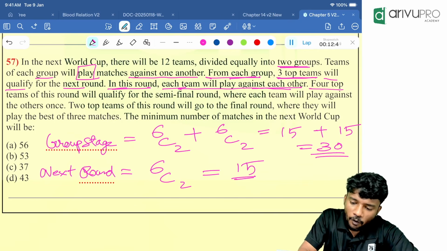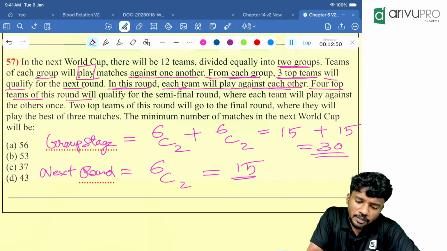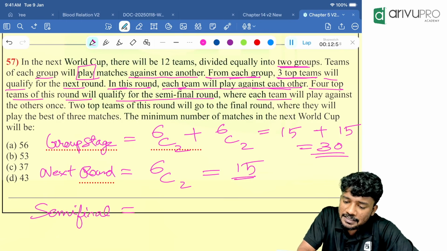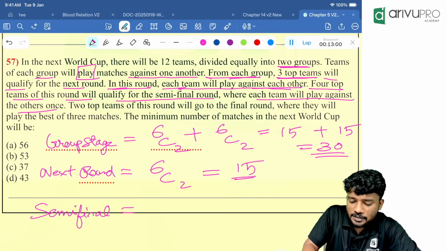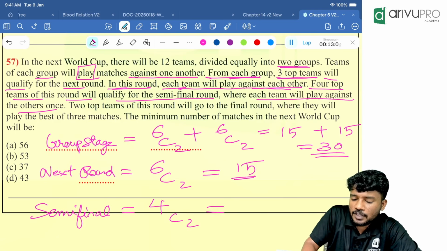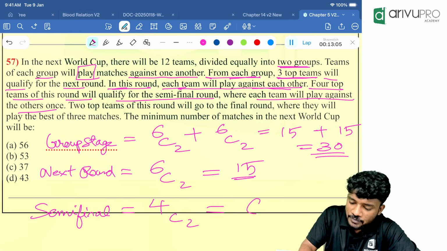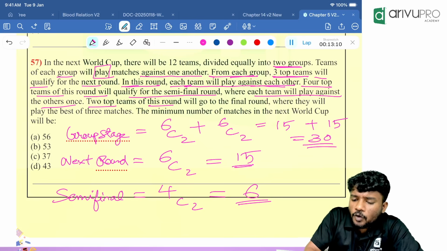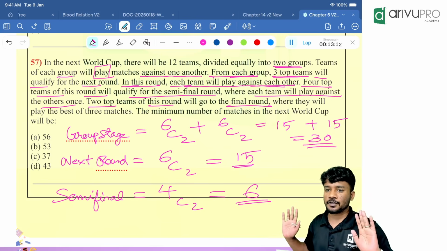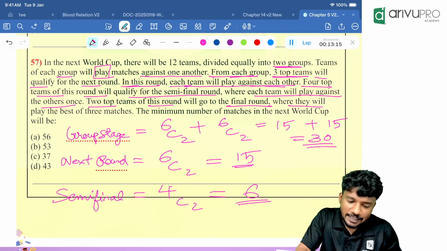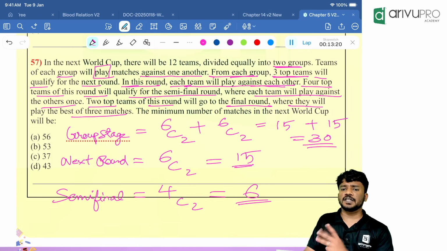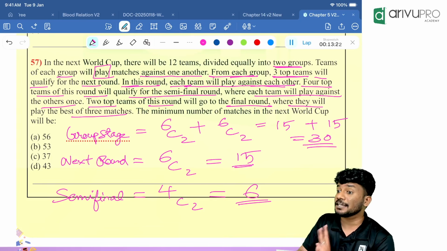Now, 4 top teams from this round qualify for the semi-final. In the semi-final, 4 teams are there, where each team will play against each other once. So 4 teams playing each other once is 4C2. How much is 4C2? 6. So we got that also. The top 2 teams of this round go to the final round, where they will play best of 3. So 3 matches will be played and the best of 3 will be considered.